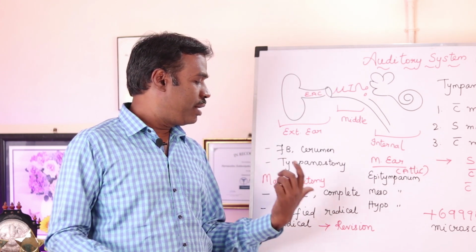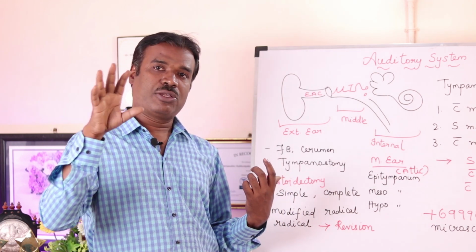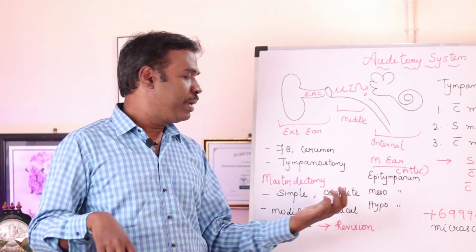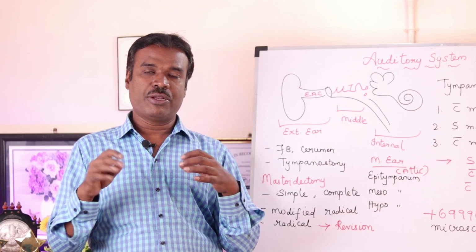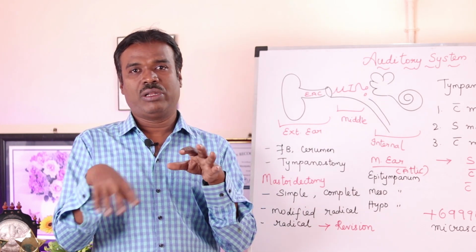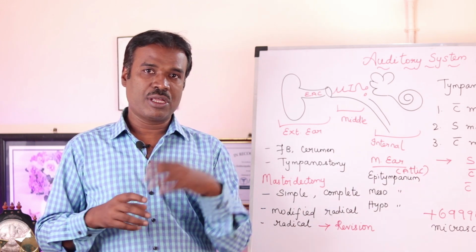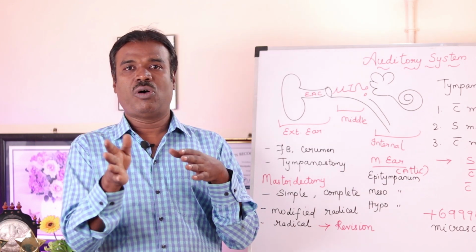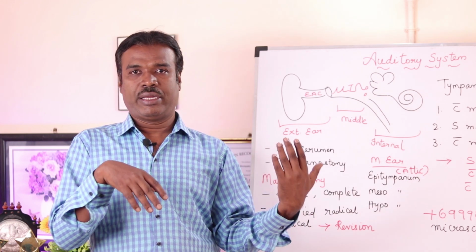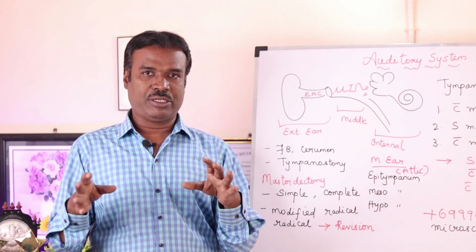Here it would be like a simple mastoidectomy, where you are just entering into the mastoid sinus. A complete mastoidectomy, here what happens is the entire mastoid sinus is cleared. All the air cells are removed because of chronic mastoiditis, and then the posterior wall of the external auditory canal and also some parts of the middle ear might also be affected.